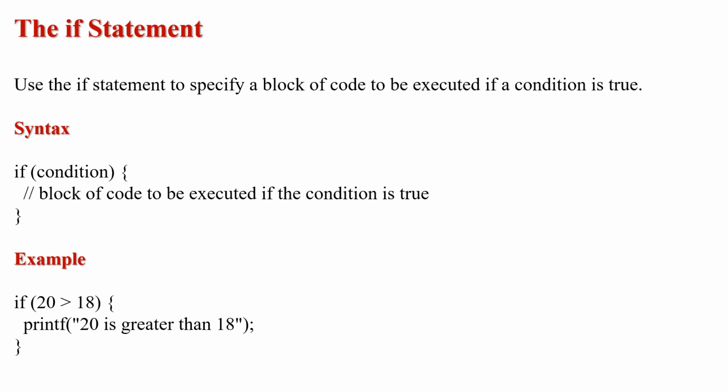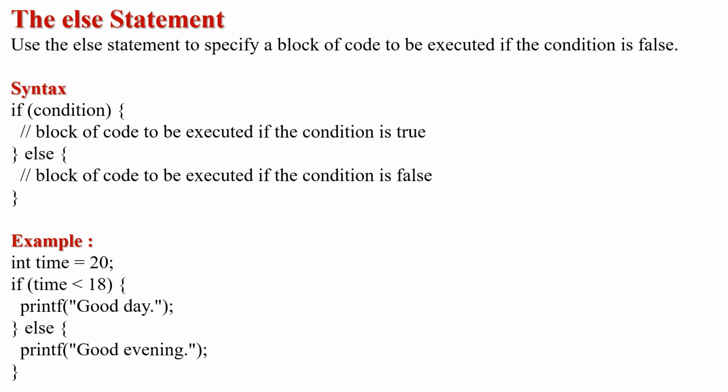Next we are going to see the else statement. The else statement is used to specify a block of code to be executed when the condition is false. The syntax is if, then condition. If the condition is true, then the true block is executed. Else the false block is executed.